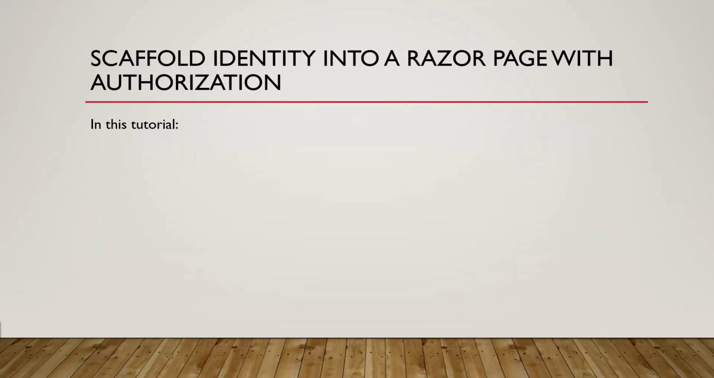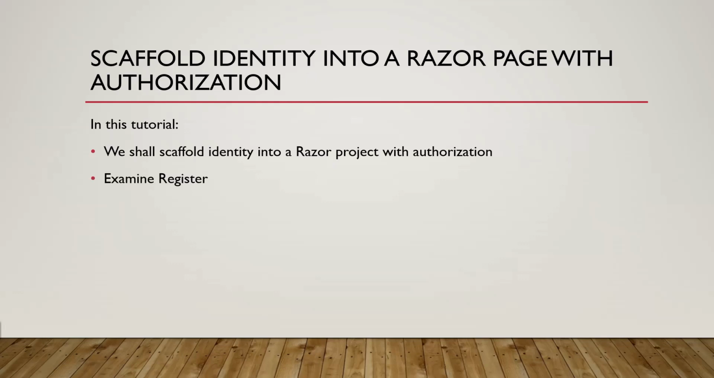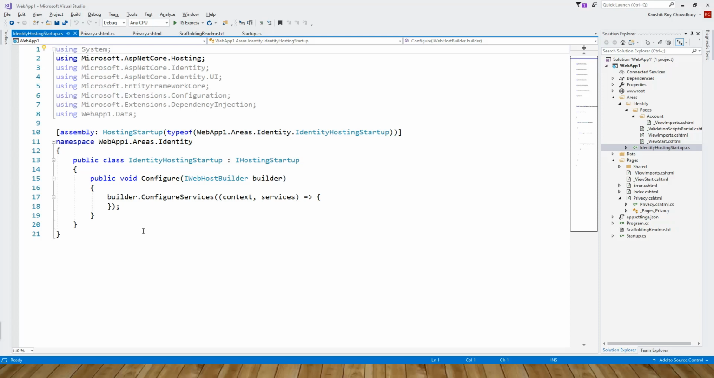Welcome back. Today we will scaffold Identity into a Razor page with authorization. In this tutorial we shall scaffold Identity into a Razor project with authorization, examine register, examine login, examine logout, and test Identity. We'll switch over now to Visual Studio and start working from our second tutorial on Identity.